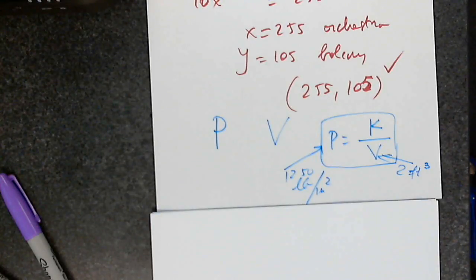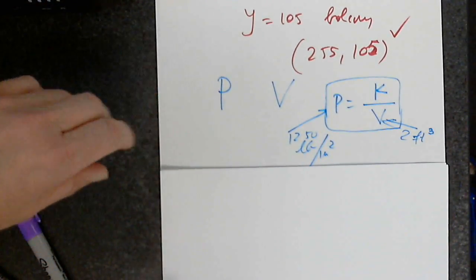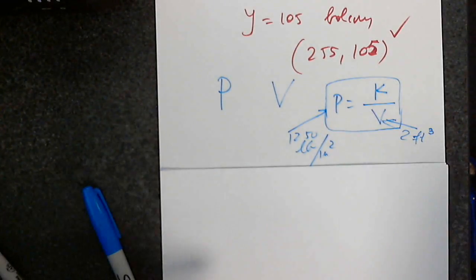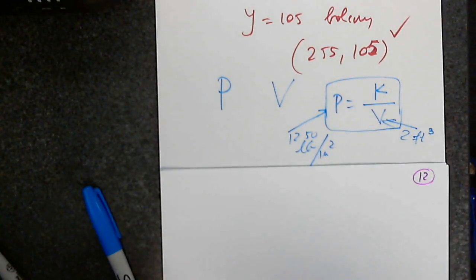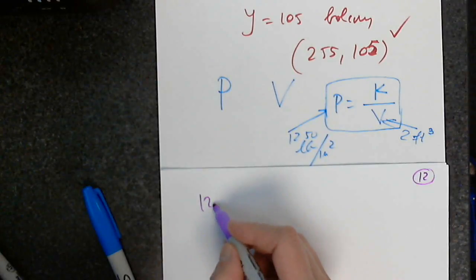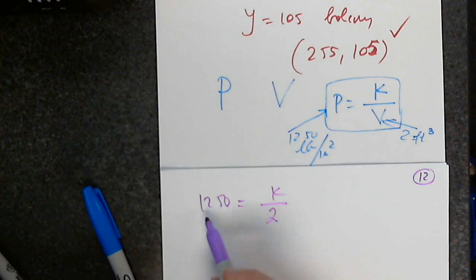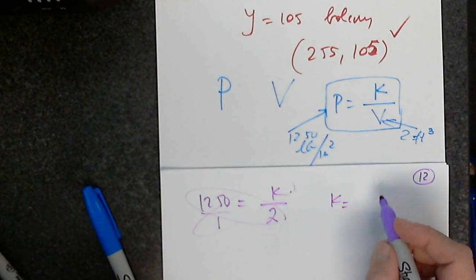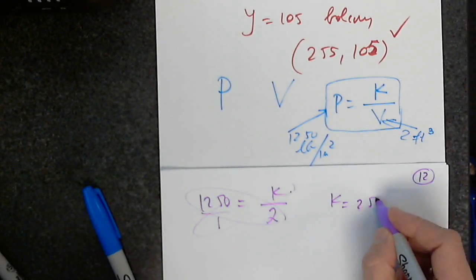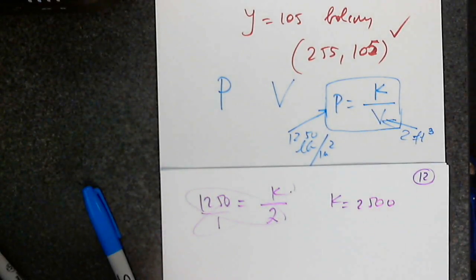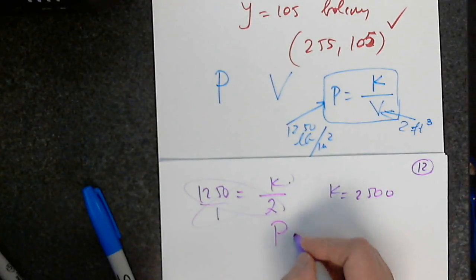It will enable us to do what? Exactly. Without K, I don't have the relationship. After I have K, then I have the relationship. So 1250 equals K divided by 2. And now I know how to do this, right? So K equals 125 times 2, 250 with a 0. So now I have the relationship.